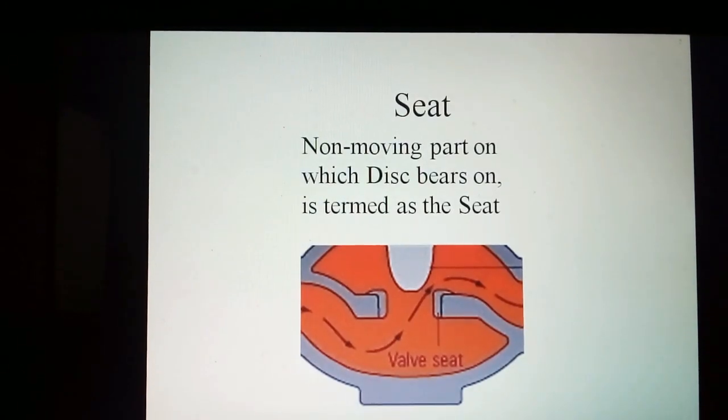Seat is the component used directly for stopping and regulating the flow. The non-moving part it bears on is termed as the seat.